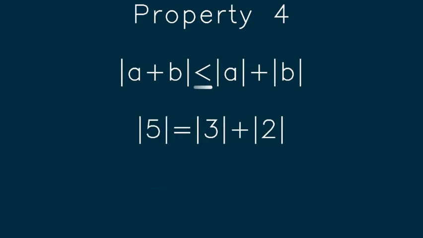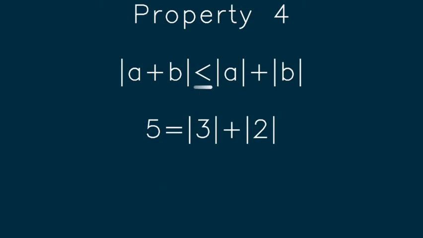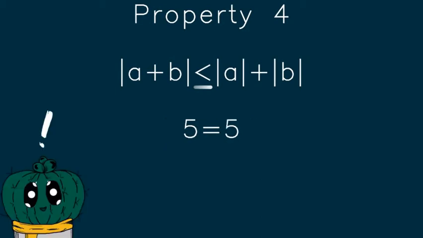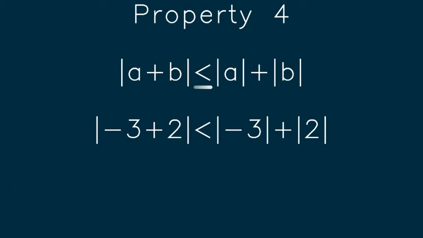The absolute value of 5 is going to be equal to 5. Now let's do the right hand side. The absolute value of 3 and the absolute value of 2 are going to be 3 and 2. Now let's add 3 and 2, and you can see that the answer is equal. It isn't greater, it isn't less, but it is equal. And the above statement is still true.